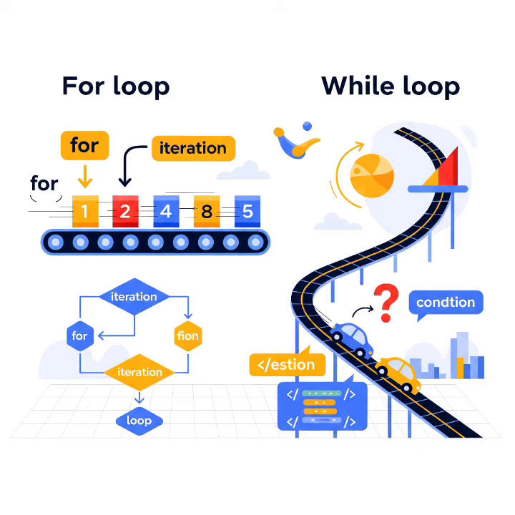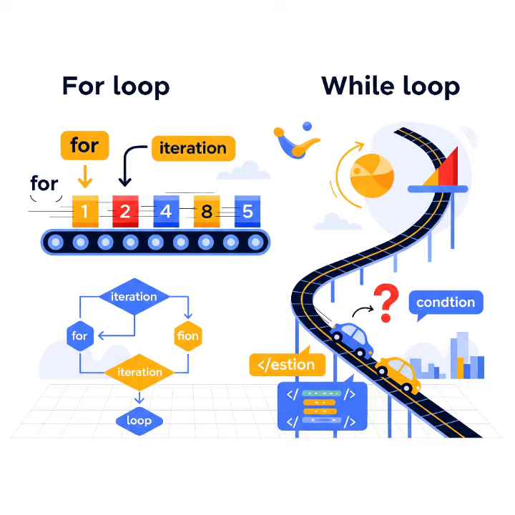Simple comparison. Feature: for loop, while loop. When to use: when you know the number of iterations; when you don't know the iterations but have a condition. Control: typically based on a counter or sequence; based on a condition being true or false. Common use: iterating over lists, ranges, arrays; repeating until user input, a flag changes, etc.